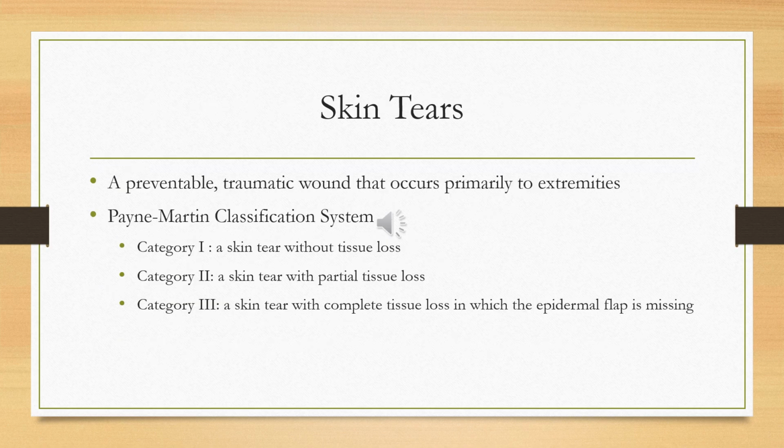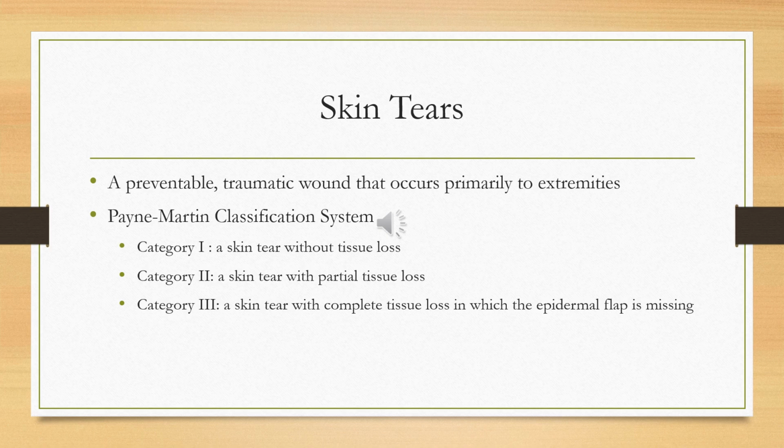So skin tears are preventable wounds, some type of traumatic wound, and it is preventable. There are three categories in the Payne-Martin classification system for skin tears. It gives you three types of skin tears. With category 1, it's a skin tear, but there's no tissue loss. With category 2, you have some partial tissue loss. And with category 3, that flap of the skin tear, the epidermal flap, is actually off.